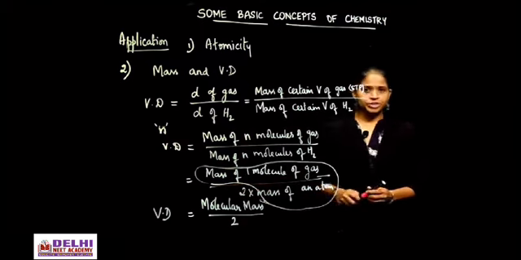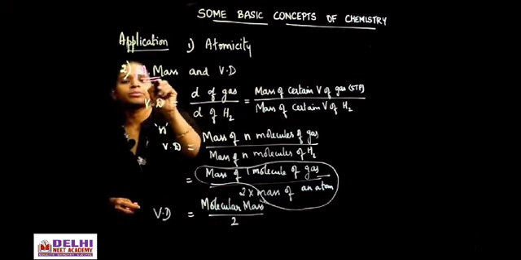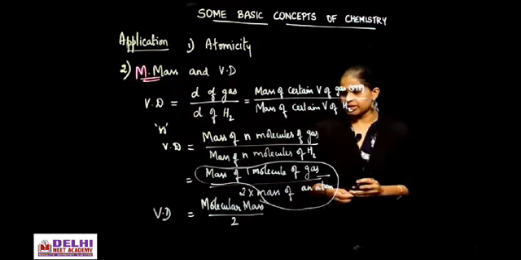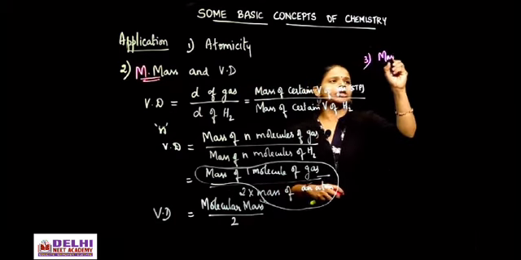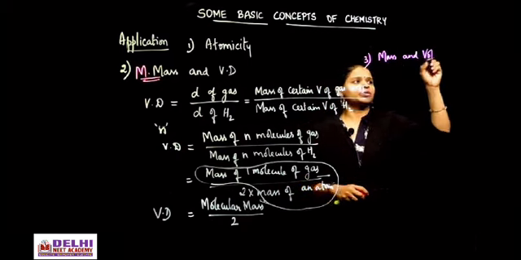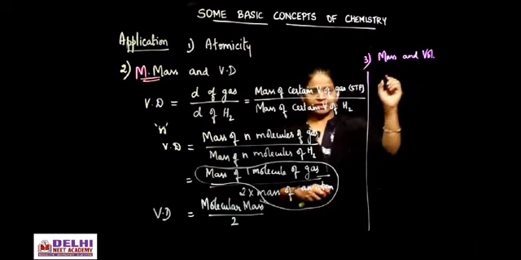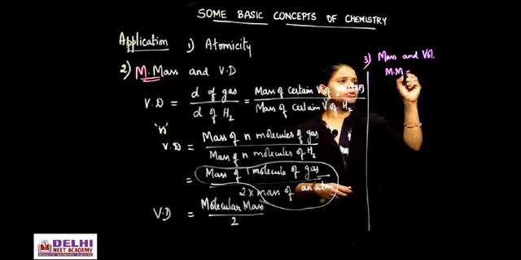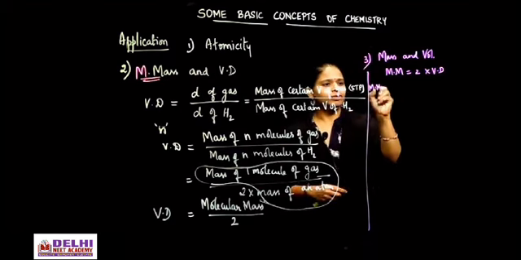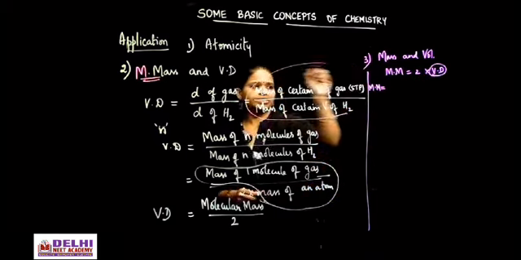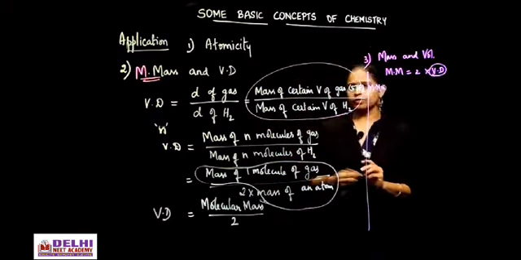Going ahead with the third application. What we have discussed is the relationship between the molecular mass and the vapor density. Now the third application is the relationship between the mass and the volume of a gas at STP. We have already discussed that molecular mass is equal to 2 into vapor density, and vapor density is the mass of a certain volume of a gas at STP by the mass of a certain volume of hydrogen. I can consider the certain volume to be 1 liter.